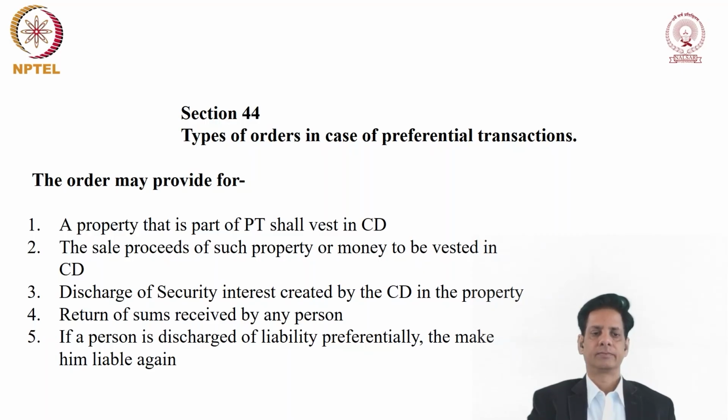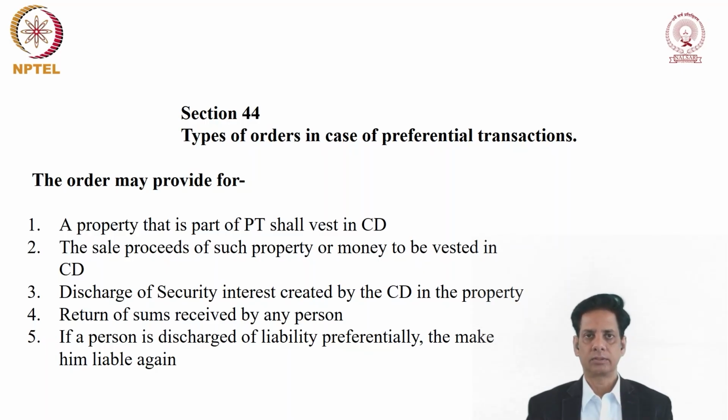Number one, a property that is part of a preferential transaction will now vest in the CD. That can be order number one. That means property had gone out of the grip of the CD for a preferential transaction. Hence, it cannot be part of the liquidation estate. Now what adjudicatory authority is saying is, it has to be reversed, and then the property will now be part of the liquidation estate, which is a great benefit to the claimants under liquidation or CIRP.